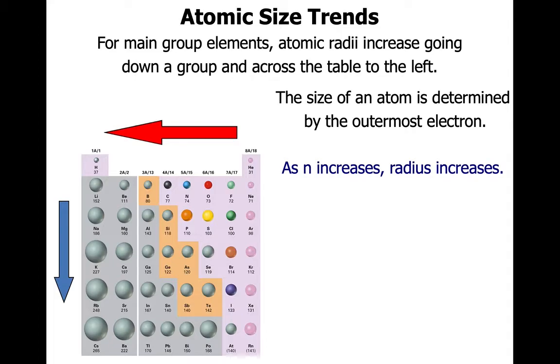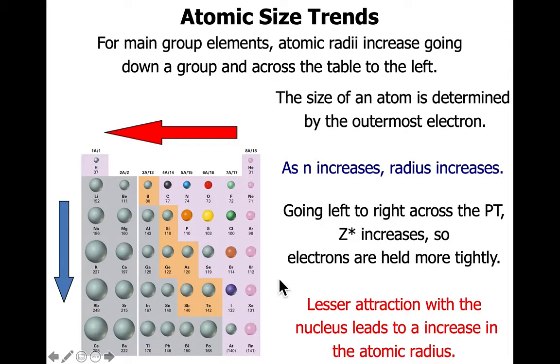Okay, the size of an atom is determined by the outermost electron. As n increases, the radius increases, and so the effective nuclear charge does a good job of explaining the left to right trend. So the electrons are pulled closer to the nucleus as we go left to right, and then top to bottom is explained by the fact that we're increasing the principal quantum number.